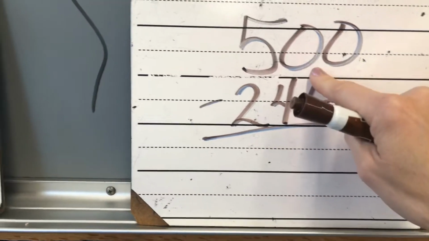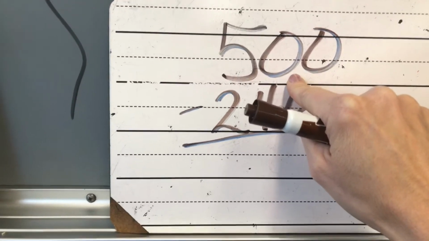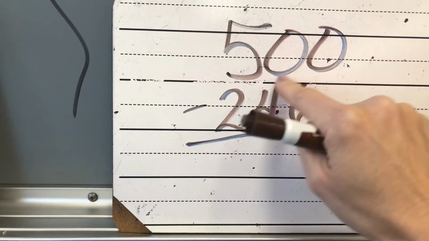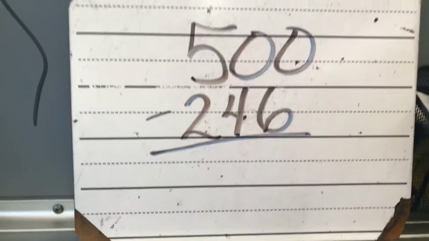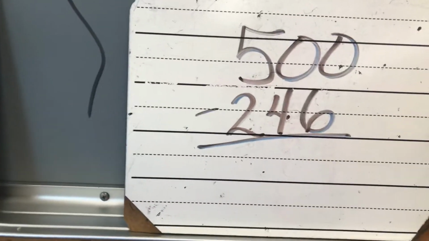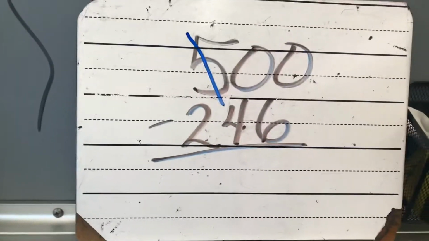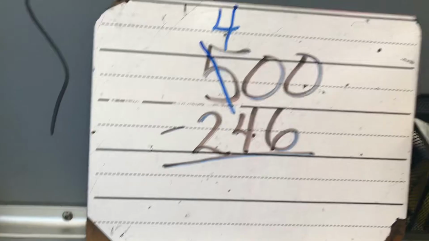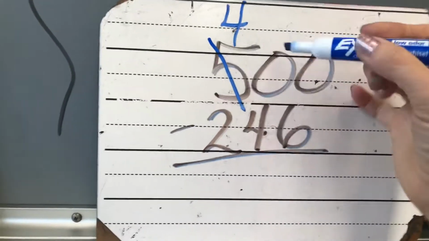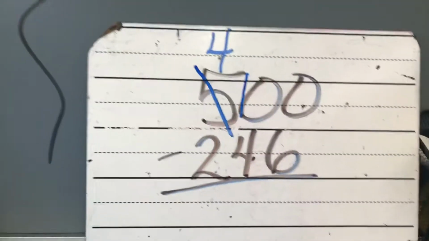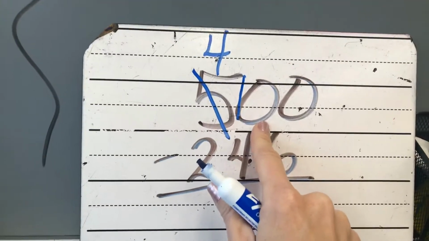So we would borrow, but oh, look right here. We can't borrow from nothing. So we have to go next door to our hundreds place. And we look at our hundreds place and we say, can we borrow from 5? And the answer is yes. Cross out the 5 and you're left with 400 now. Borrow, add. Borrow, add. We add our 1 to the tens place now. So this would be 4 in the hundreds place, 10 in the tens place.